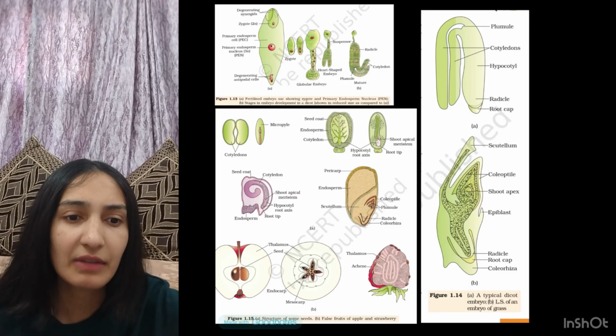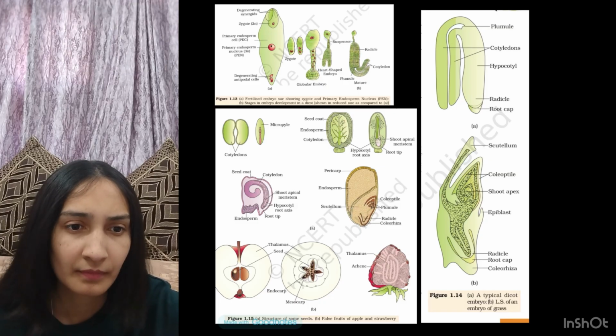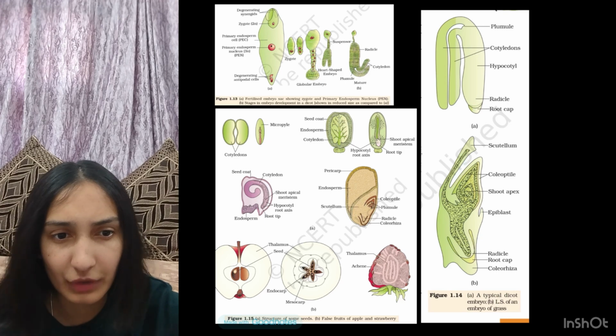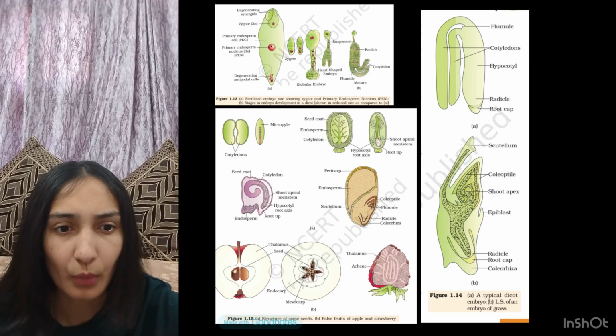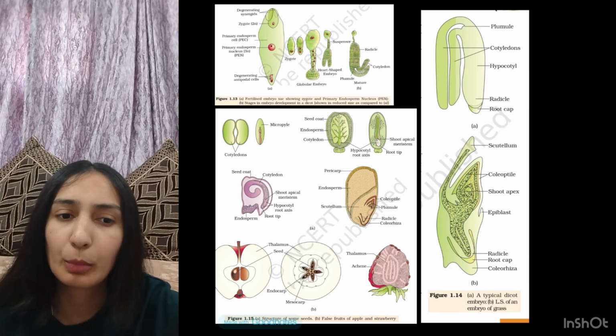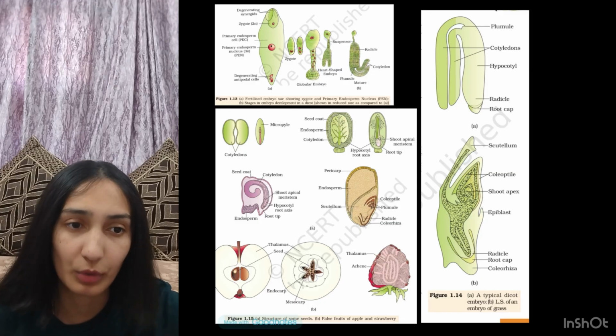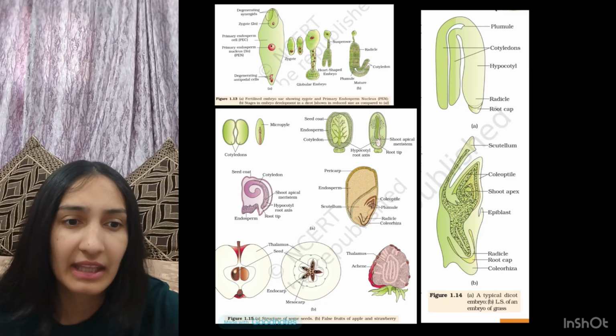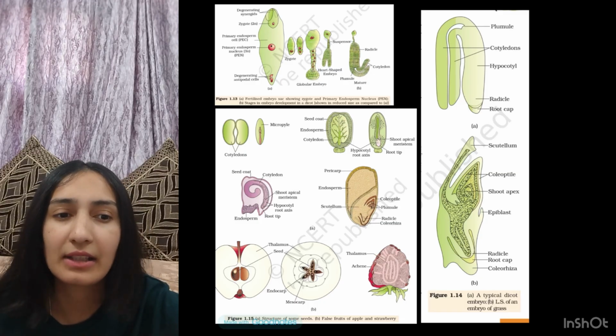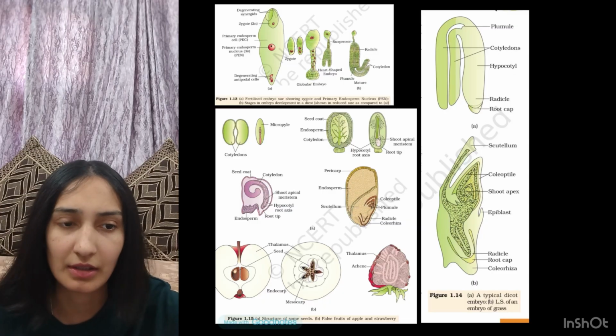Okay, in B we can see the stages in embryo development in a dicot. Okay, where you can clearly see the division of the cells and how we have a zygote, then we have a globular embryo, then we have a heart-shaped embryo, we can also see the suspensor, and then finally in the mature one we can see a radicle, a plumule and two cotyledons.